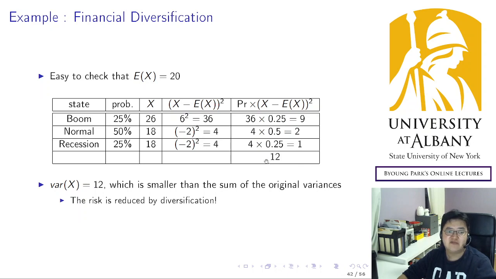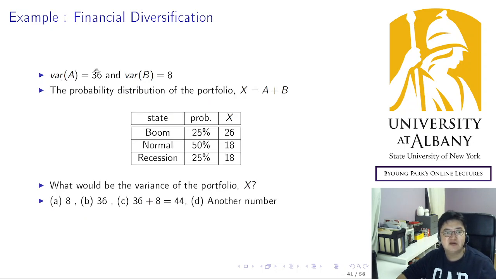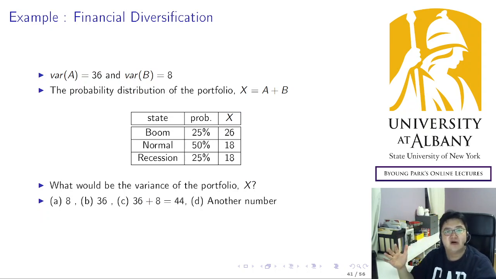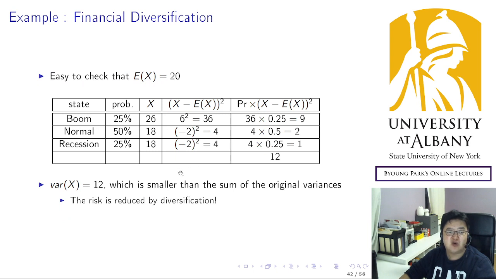12 is the variance of this portfolio, which is very surprising. So 12 is even smaller than the variance of A. So if you just, for example, invest $100 on A, then your risk is 36. But if you additionally invest $100 on asset B, then buying another stock will reduce your risk. That's what we just see from this number.